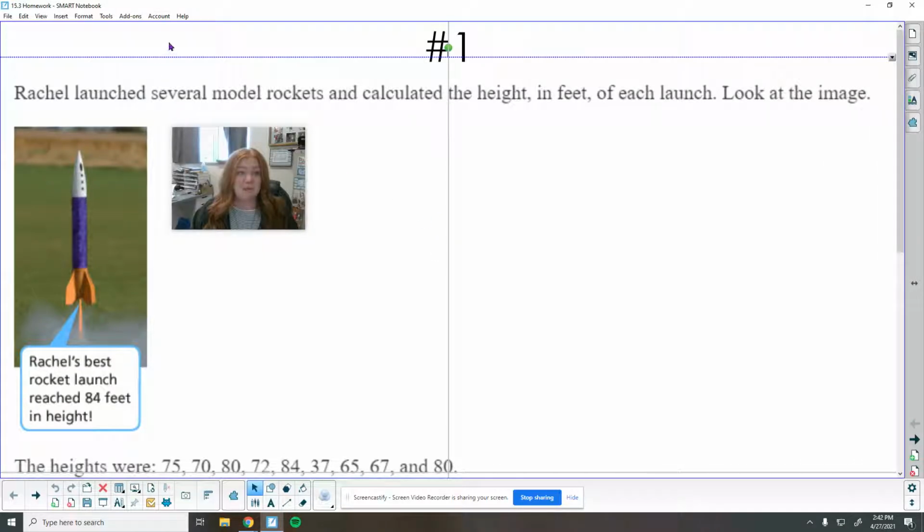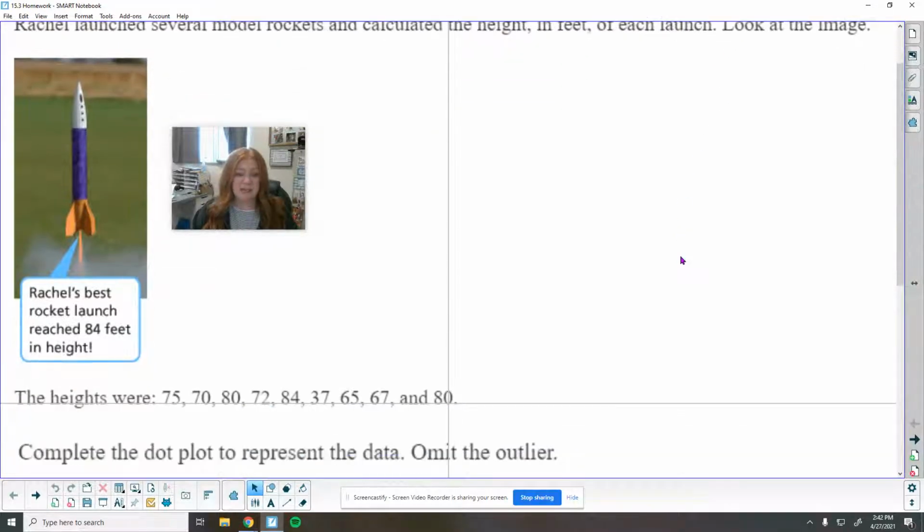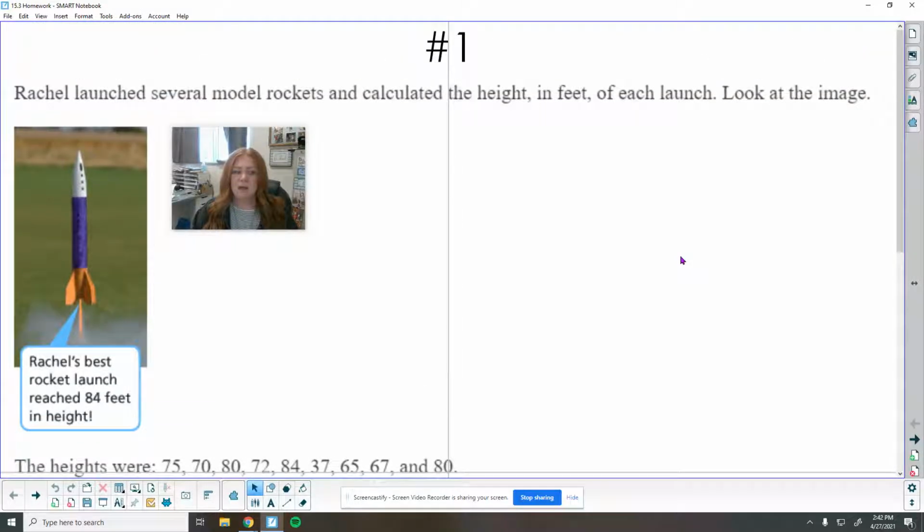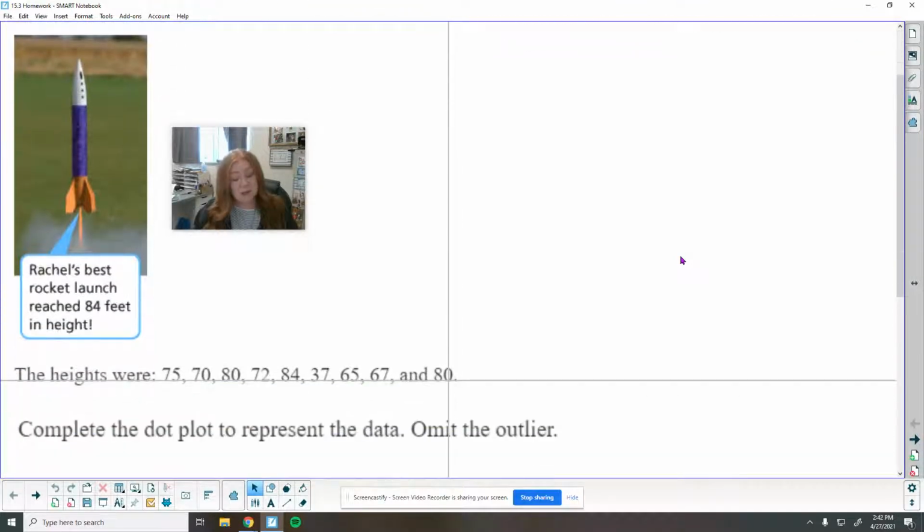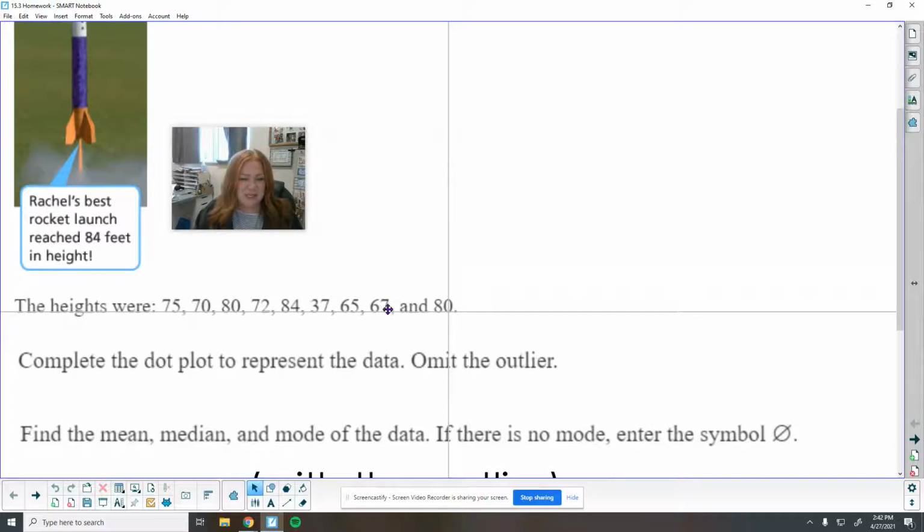So number one says that Rachel launched several model rockets and calculated the height in feet of each launch. Look at the image. Okay, these are feet. I was like, those should probably say inches, but I guess they can probably shoot higher than a few feet in the air. I was thinking that they should be inches, and then some of them wouldn't even get taller than me. So yes, you can indeed shoot rockets higher than that. So feet it is. So here is the feet that she did.